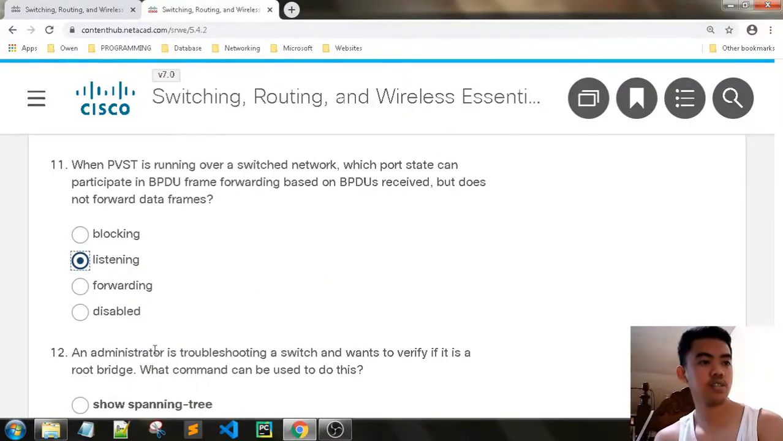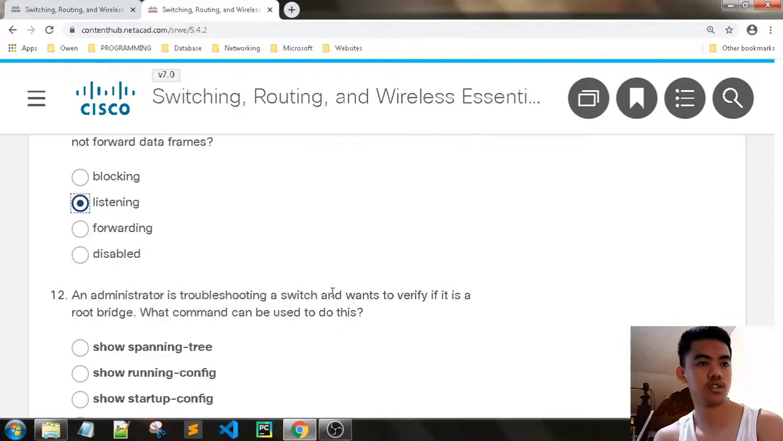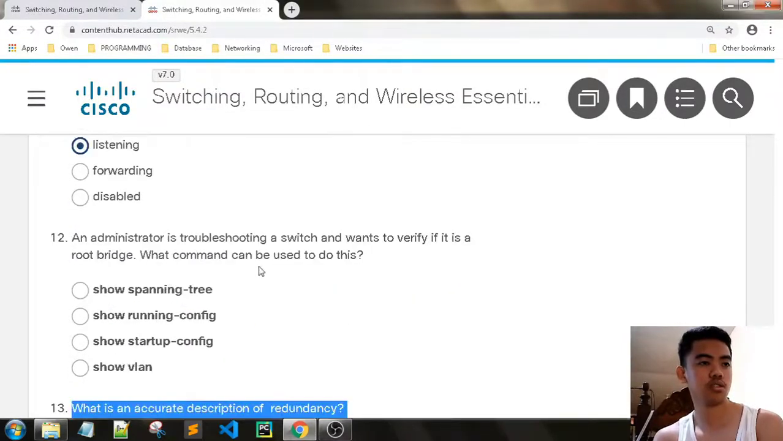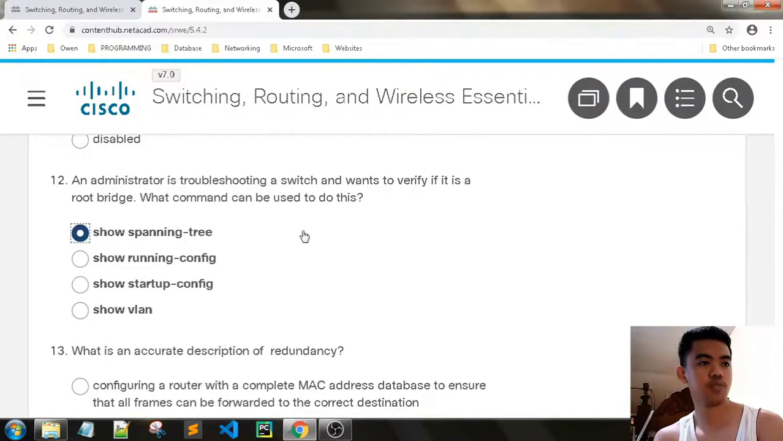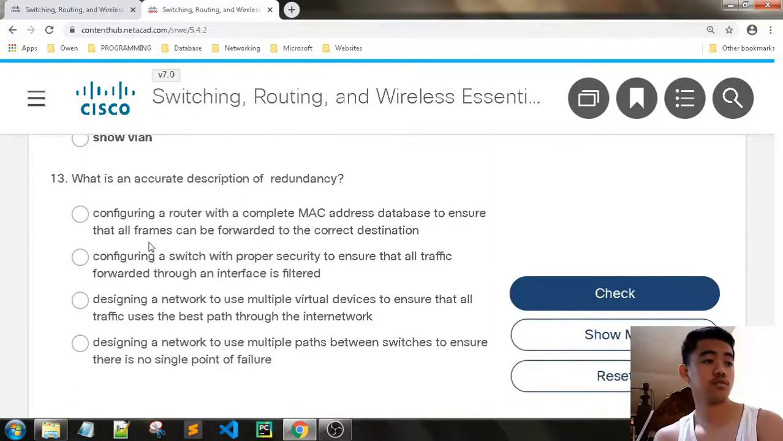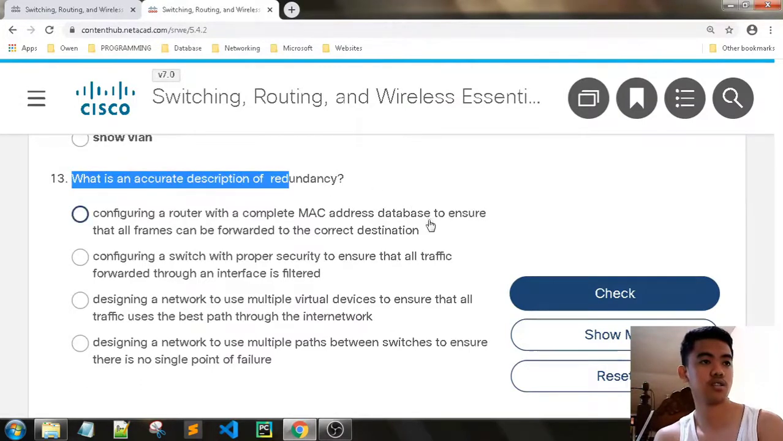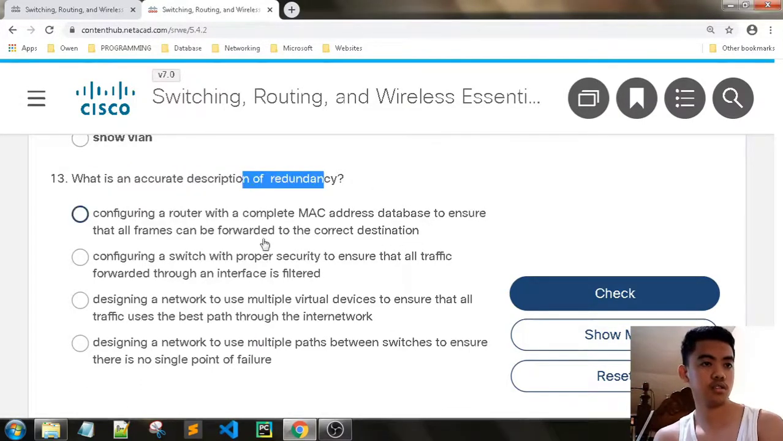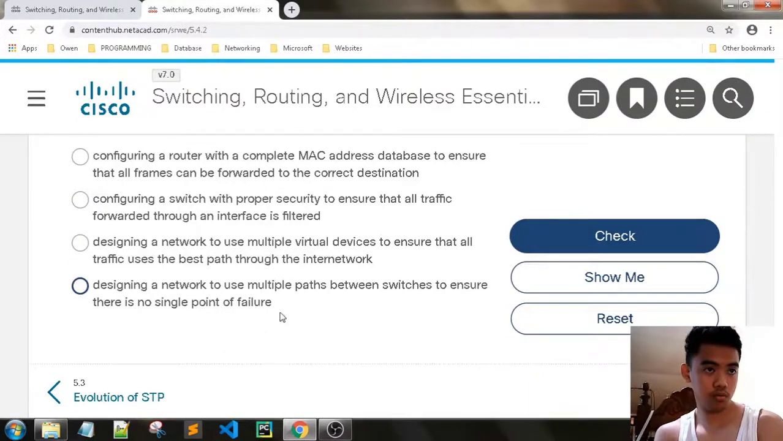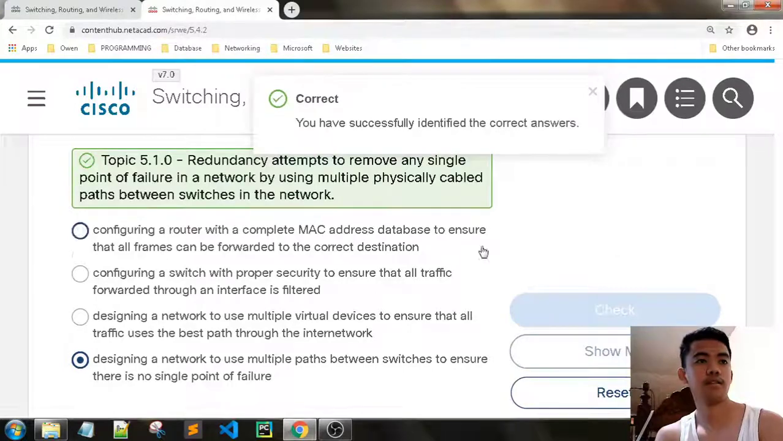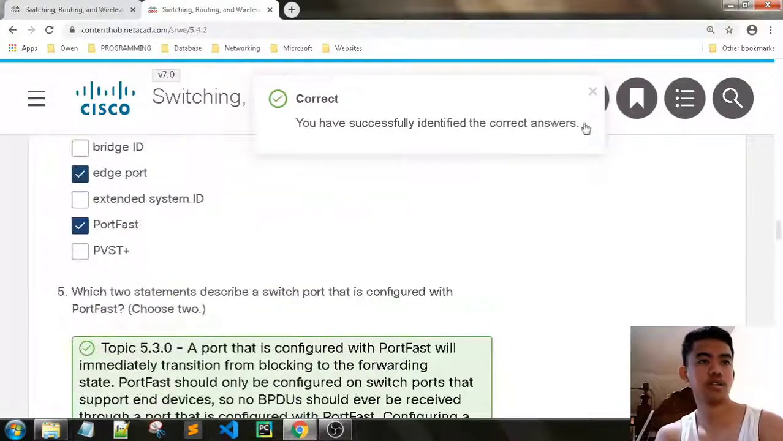Last 2 questions. An administrator is troubleshooting a switch and wants to verify if it is a root bridge. What command can be used to do this? It should be show spanning-tree. For the last question, what is an accurate description of redundancy? Redundancy is the additional paths. Check, so we all got correct answers.